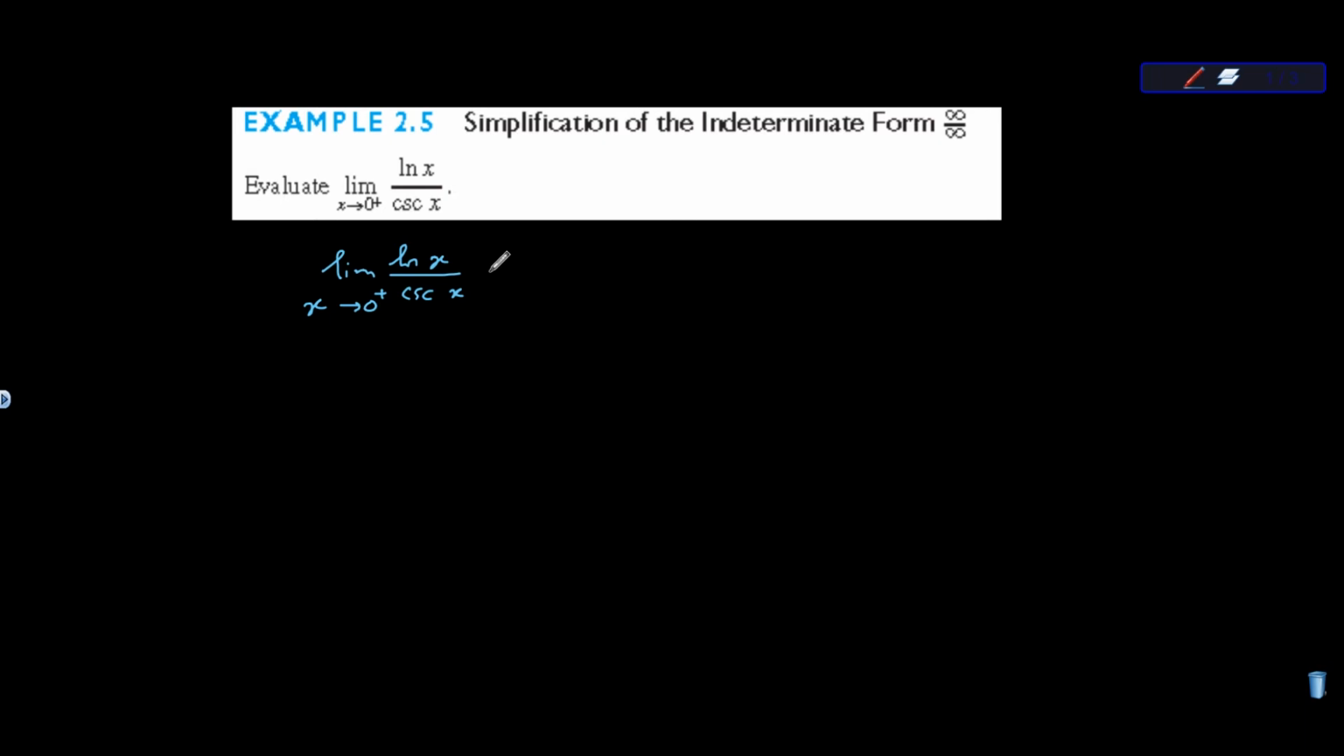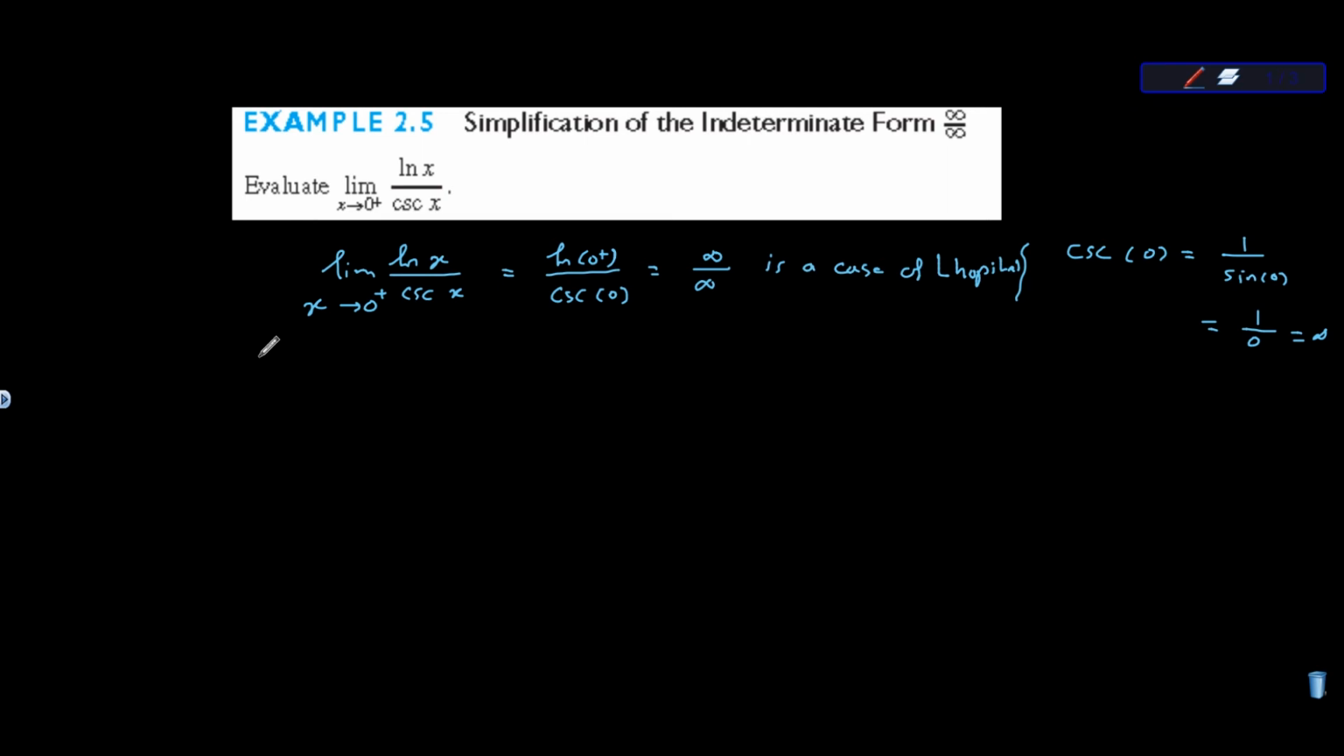Okay, if I substitute directly in the first step, the limit as x goes to 0 from the positive side, ln 0 is infinity, and csc 0 we can write as 1 over sine 0, which is 1 over 0, and this equals infinity. So infinity over infinity is a case of l'hôpital's rule. Okay, good. This is the first step.